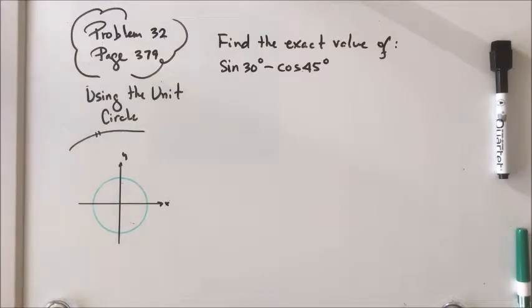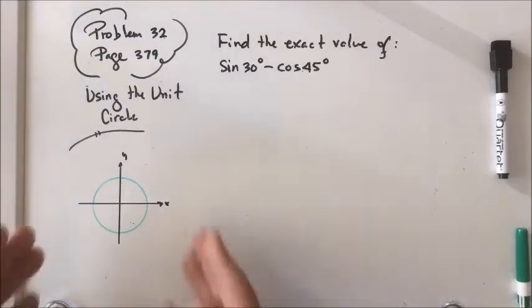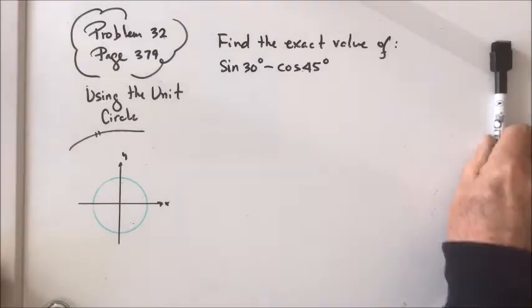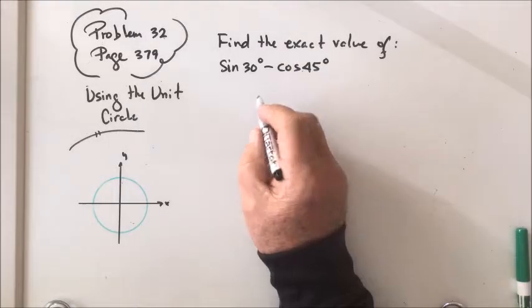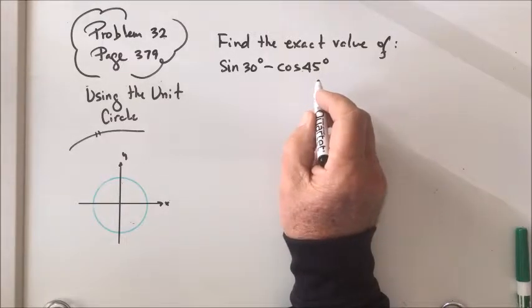And they're similar to this problem, which says find the exact value, and that does not mean use a calculator, of sine 30 minus cosine 45. So I'm calling this using the unit circle. We could call it a lot of things, but I just so happen to have a unit circle laying around. So let's see how a unit circle can be employed to find these things.